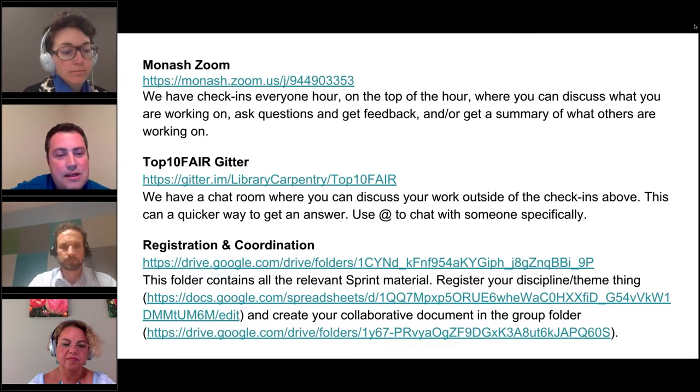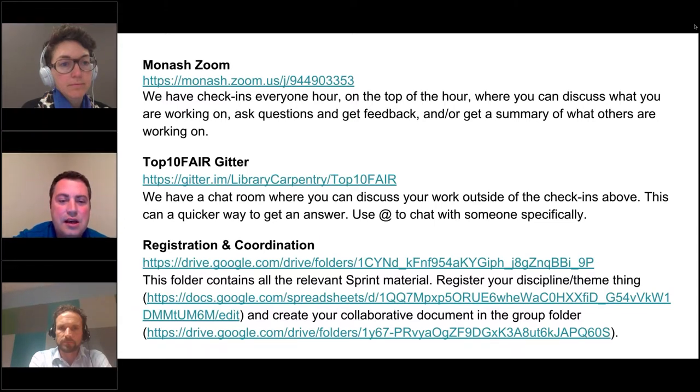The other method that we're using to indicate that people are working on the sprint and on disciplines or themes is a registration spreadsheet, where the link is there. People have listed their names, their group names, their contact information, and they're also linking to the collaborative document that they're working on. We already have two groups that have included their collaborative documents in the folder that I've listed there. The folder also contains all the other resources that we have mentioned, the announcement and the instructions. So that's another way to connect.